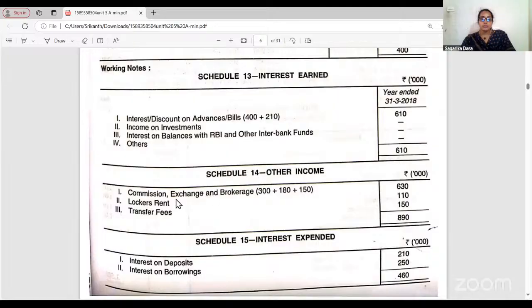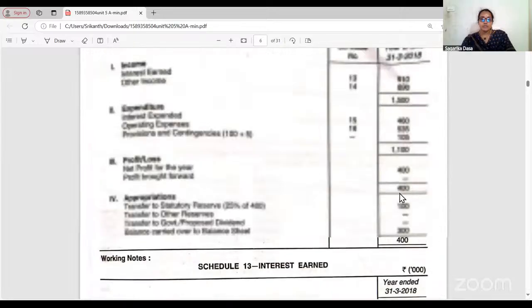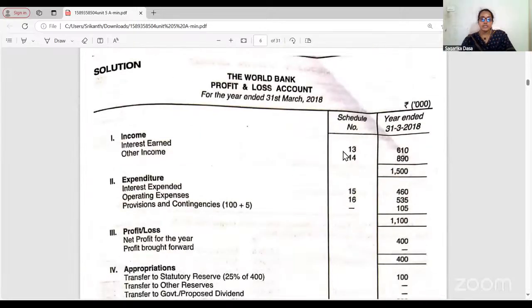Schedule 14 is commission, exchange and brokerage. We have 300, 180, 150. Locker rent and transfer fees are also given. So it is 890. 610 is schedule 13, 890 is schedule 14. If you see the pro forma, 610 is 13, 890 is 14. This is your total of income, 1500.